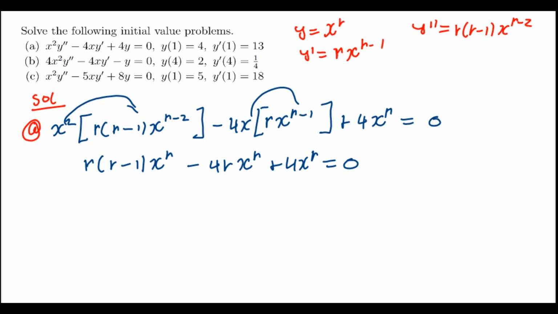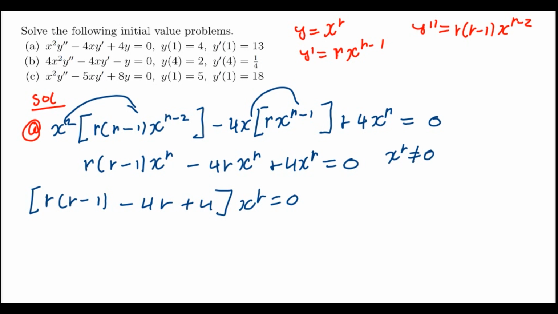What does this now become? This simplifies to r times r minus 1 minus 4r plus 4, then x to the power r is equal to 0. Remember in the introduction we talked about assuming that x to the power r is not equal to 0. So it simply means what I have here I can equate to 0 so that I can solve it as a quadratic. So r times r minus 1 minus 4r plus 4 is equal to 0. You can expand this part, that would be r squared minus r minus 4r plus 4 is equal to 0.